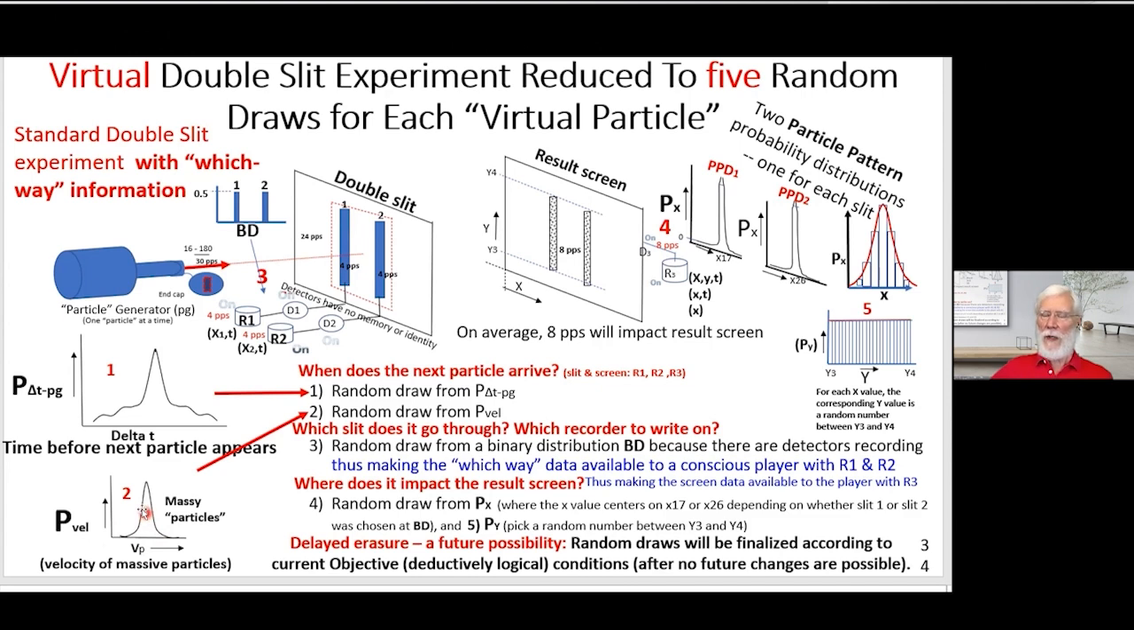So here's how the double slit experiment works behind the curtain where you can't see it. It's a probabilistic version. Forget all the atoms and elementary particles and all the rest of it. First question is, when does the particle arrive? You have a generator. When is the particle going to get to the slits? That's the first thing we need to know. Well, the first random draw is from this distribution, and that'll tell us when the next particle is coming out. It's coming out delta t after the last particle came out.